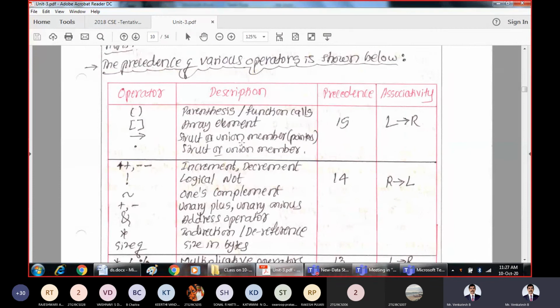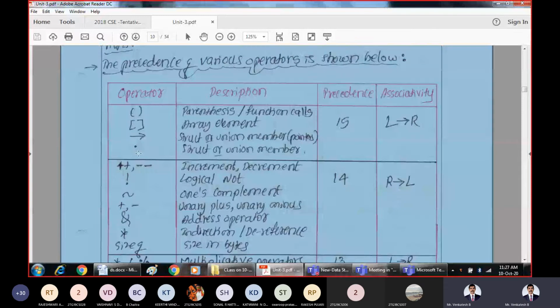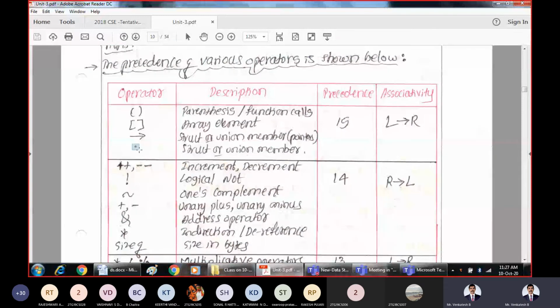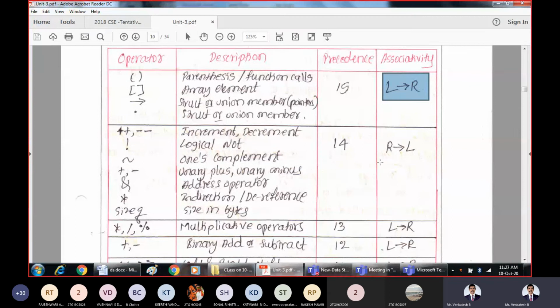So these are the set of operators. Brackets will always have the highest priority, because we know that rule of brackets, division, multiplication, addition, and subtraction. Wherever we have the brackets, the arrow operator, and the member access operator, that is the dot operator, all have the highest priority. And if they appear in an expression, you should go from left to right. So whenever we solve, we'll be referring to this table.